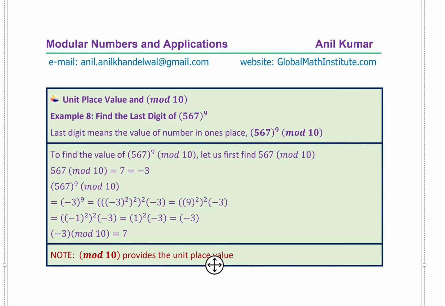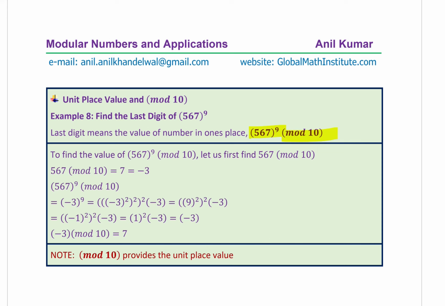Example 8. Now we are looking into exponents. Find the last digit of 567 to the power of 9. So we have to figure out the last digit. Last digit really means we want to find the mod 10 of the given number, which is 567 to the power of 9. That's a huge number. How do we figure this out? Well, let us look into it.